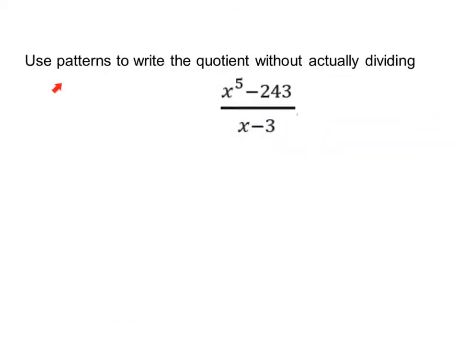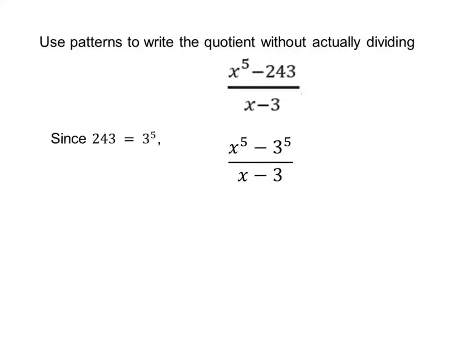Here's an example in which we're just going to use the pattern that I talked about to do all our division to get the answer we're looking for. So as you can see here, the first thing is to rewrite the problem so that they are written as powers. So this is a power of x minus a power of 3, because 243 is actually 3 to the power of 5.